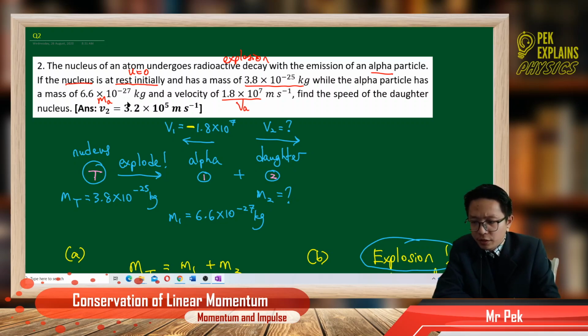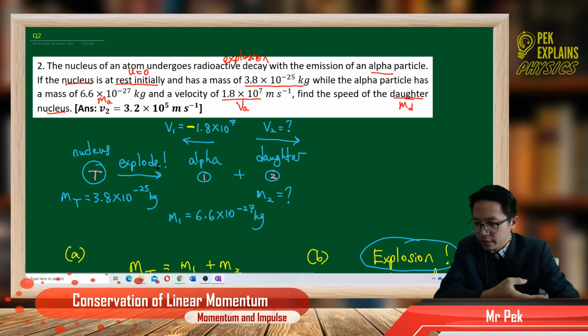What is the speed of the daughter? Okay, we have the daughter nucleus. This daughter should be born after the explosion, so we put this as the mass of the daughter. Anyway, I already labeled here. As you can see, the nucleus undergoes explosion, so after it explodes, it forms two particles. One is alpha, one is daughter. Alpha I denote as number 1, daughter as number 2.